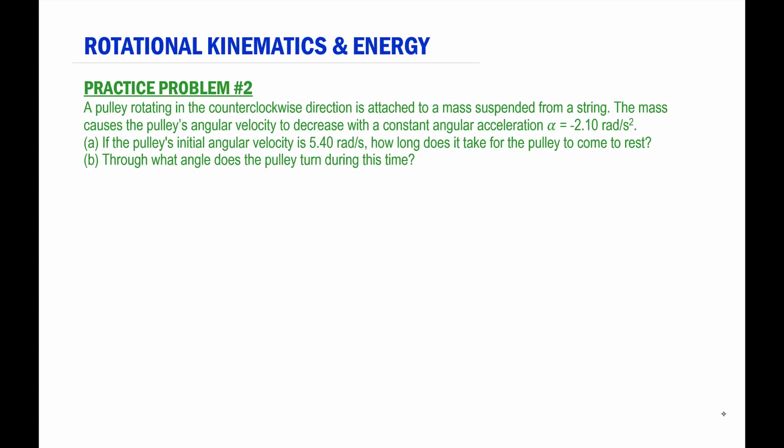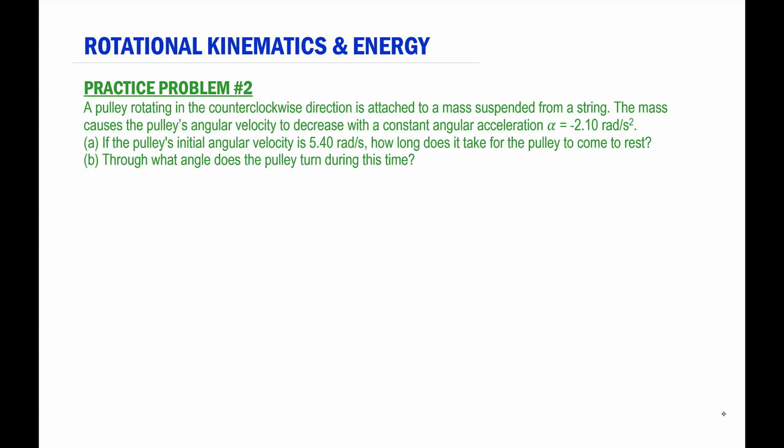In this problem, a pulley rotating in the counterclockwise direction is attached to a mass suspended from a string. The mass causes the pulley's angular velocity to decrease with a constant angular acceleration, negative 2.10 radians per second squared. A, if the pulley's initial angular velocity is 5.4 radians per second, how long does it take for the pulley to come to rest? And B, through what angle does the pulley turn during this time?